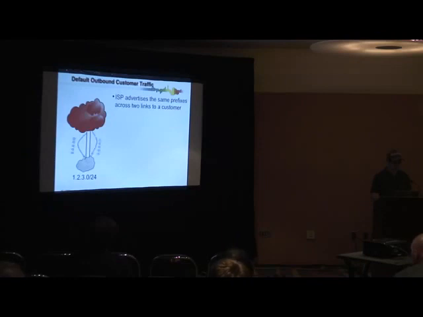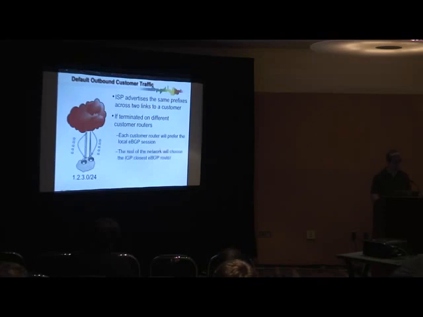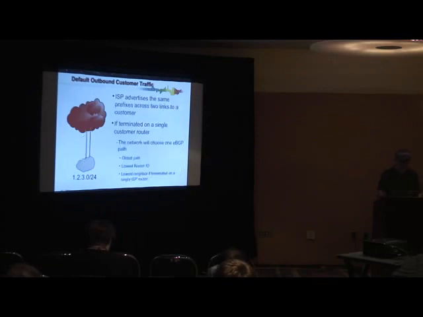Again, for traffic in the outbound direction, if you're learning a default route from the provider and it's terminated on two different routers at the customer location, each customer router is going to prefer its directly connected session, but the rest of the network is going to choose based on IGP path, or if IGP is equivalent, it's going to pick one router. So you end up only using one link primarily. In this case, we've got, again, the default being advertised across two links.